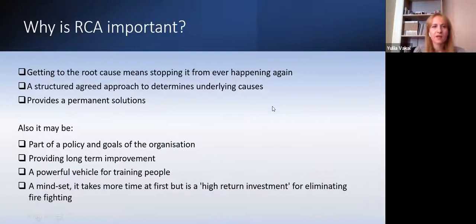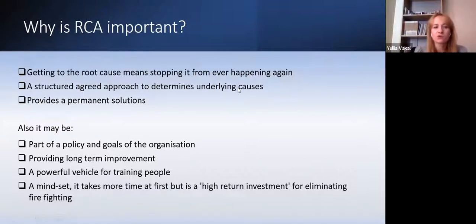Okay. So why is root cause analysis important? We just mentioned it. Getting to the root cause means stopping it from happening again. That's a very important thing. It's a structured approach, and it provides a permanent solution. It's not just fixing some symptoms; it's finding the solution, understanding why it's happening, what the solution is, and then fixing the root, not the symptom itself.